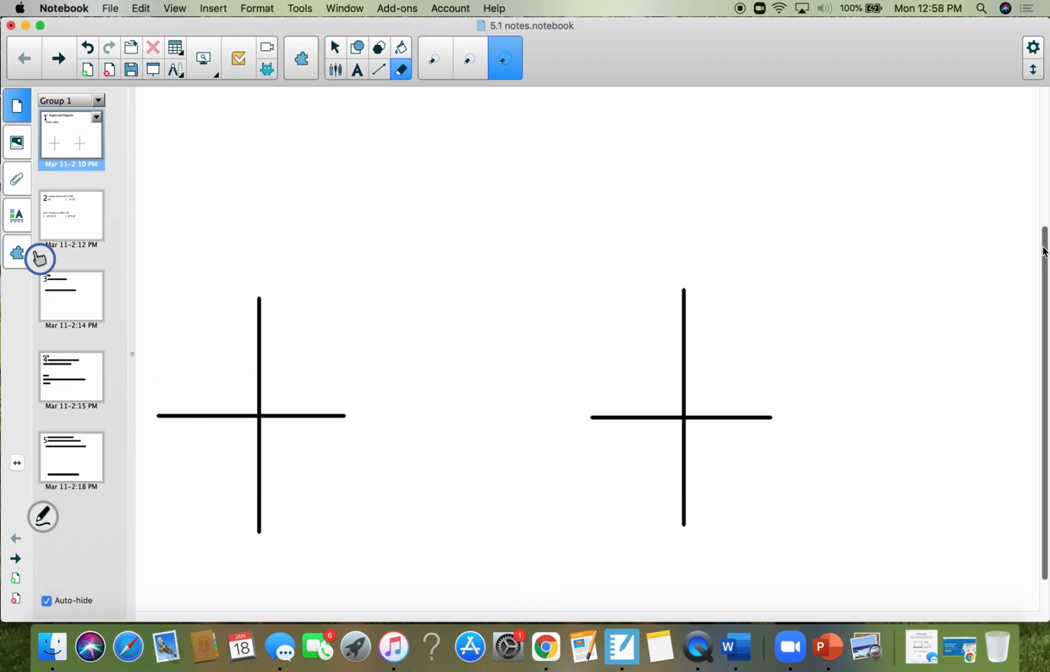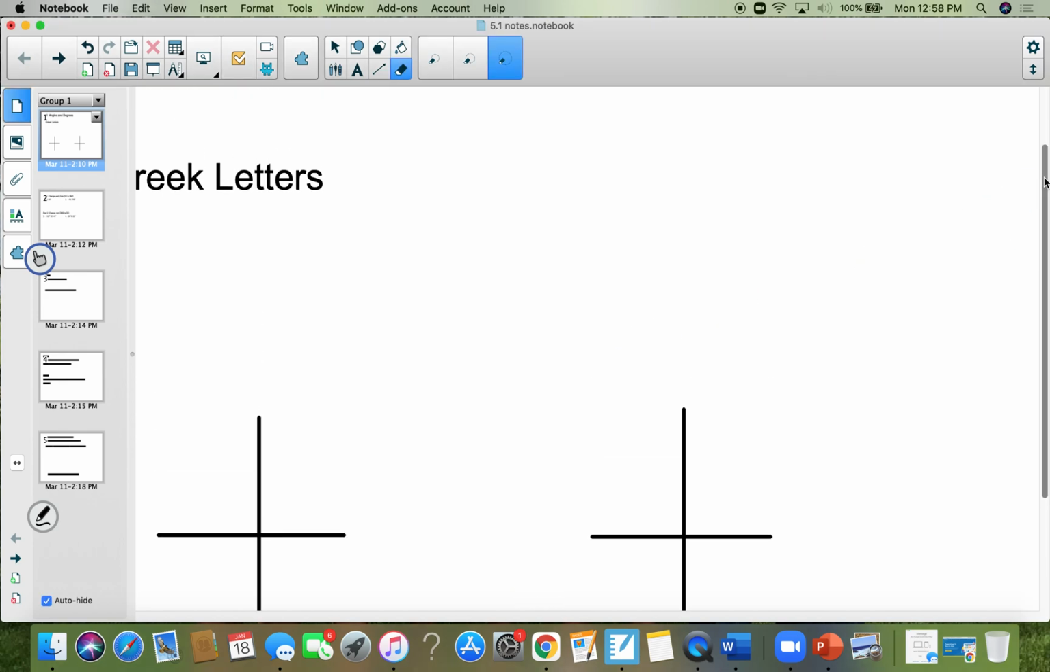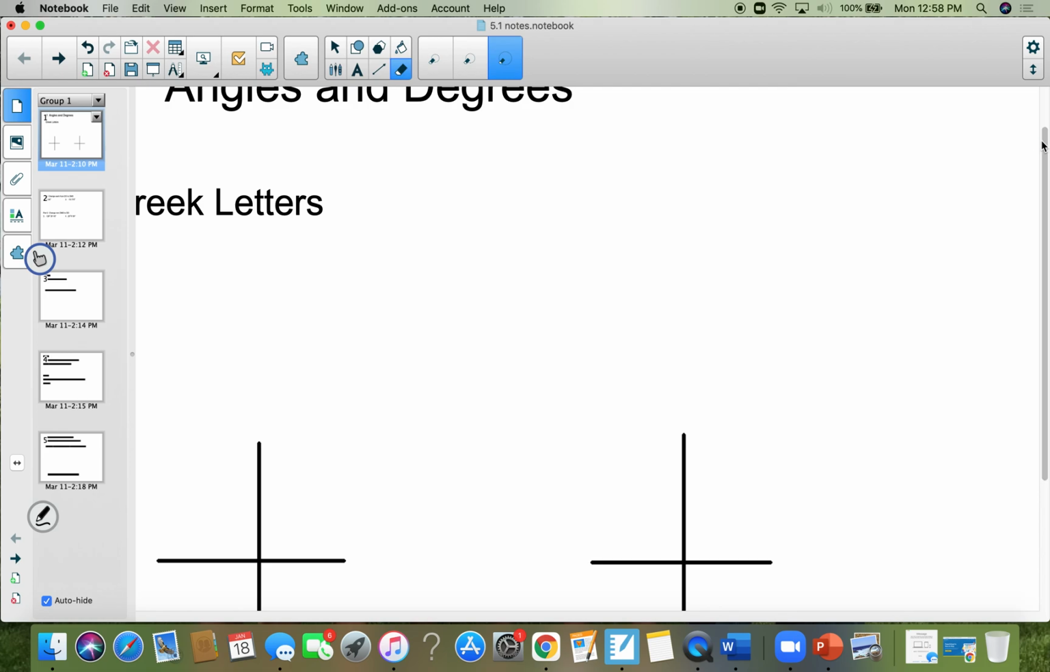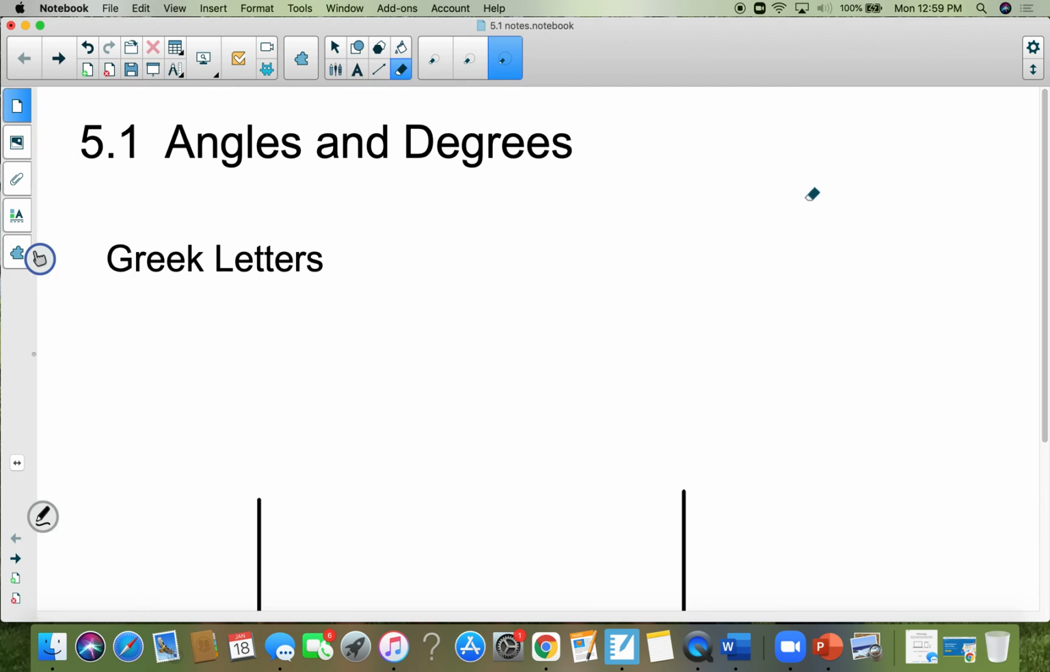This is Trigonometry, and we are starting 5.1 today. And 5.1 just deals with angles and degrees. So in geometry, you would have been dealing with side A, and big A stood for angle. The little one stood for the side, and the big letter stood for the angle.